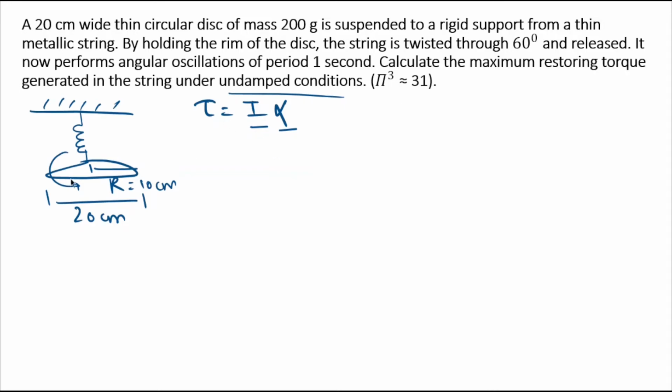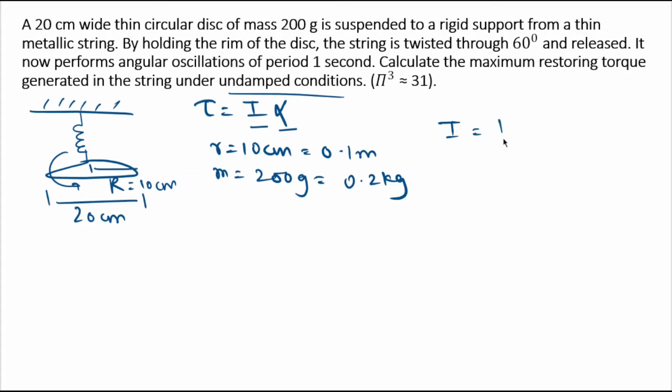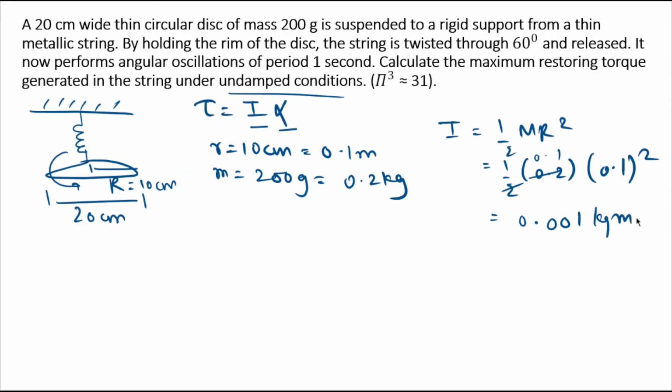First of all we have been given a disc of radius r equal to 10 centimeter, which is equal to 0.1 meter, and mass is given as 200 gram, which is equal to 0.2 kg. We know the moment of inertia I for a disc is half m r square, which is equal to half into 0.2 kg into 0.1 square. Calculating this, we get 0.001 kg meter square, which can also be written as 10 raised to minus 3 kg meter square. So this is the value of I.